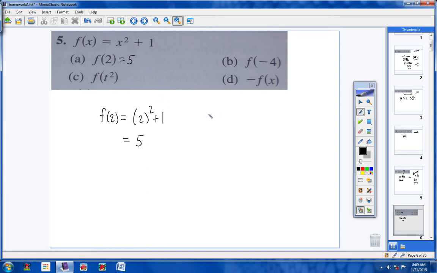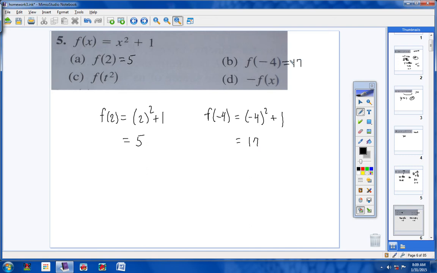Alright, it's going to be negative 4. F of negative 4 equals, where the x is, you put negative 4. Negative times negative is positive. 16 plus 1 is 17. F of negative 4 equals 17.